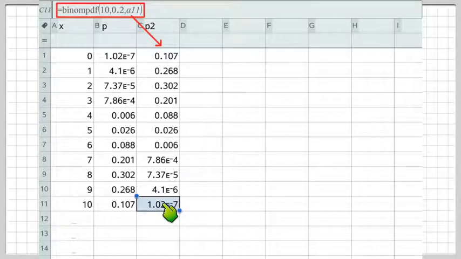This is cell A11. It's like a street directory. Here's 11 there, and A is this column. So A11 means you go down there, across there, and bingo, you get cell A11. So in this particular cell we're calculating the probability of 10 successes, because cell A11 contains the number 10. That's what it is.